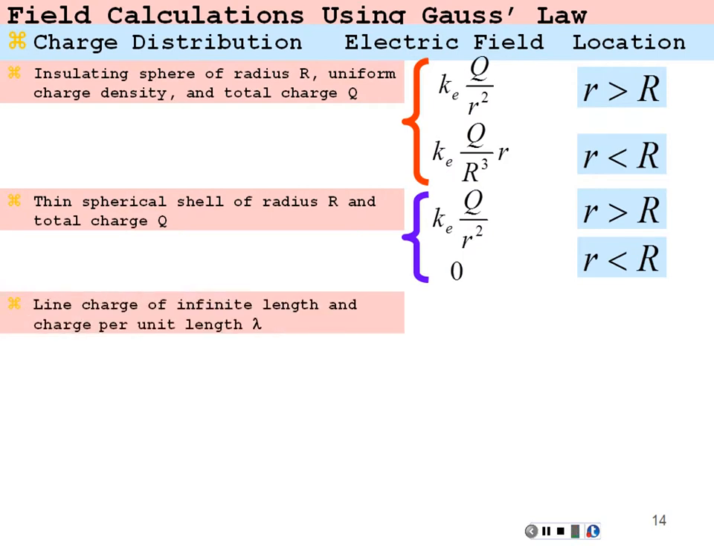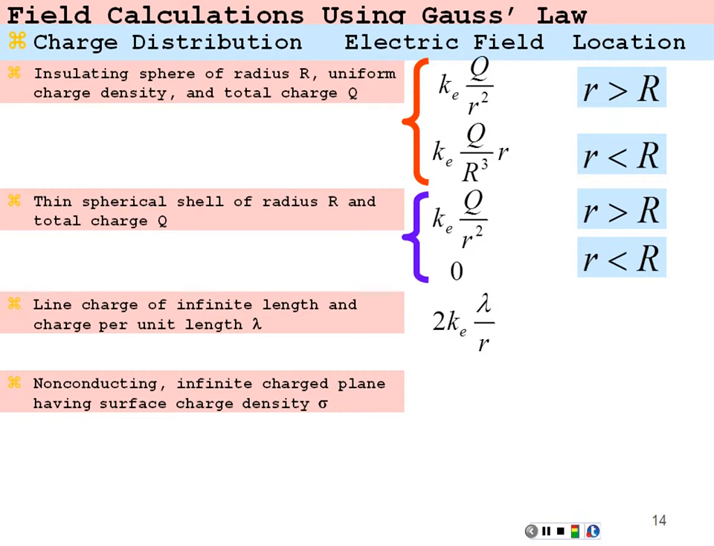A line charge of infinite length and charge per unit length of lambda is going to be 2k lambda over r. A non-conducting infinite charge plane having surface charge density, charge per area sigma, is going to be sigma over 2 epsilon naught. It's going to be a constant, where we have flux going in either direction from the charge plane.